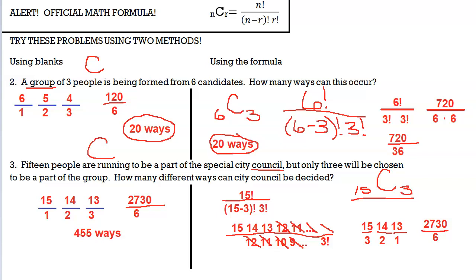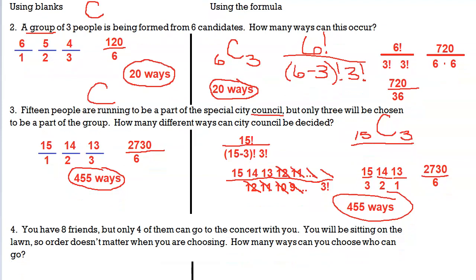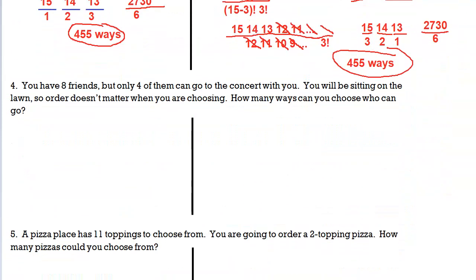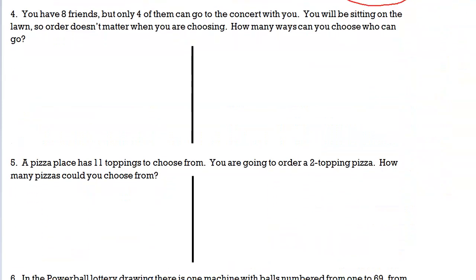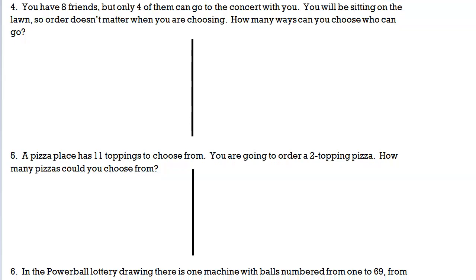So anyway, no matter how you do it, you're still going to get 455 ways of choosing the special city council. Okay. All right, let's move on here. We're going to do a few more together. I'm actually going to leave you number 5 as one of the ones that you have to do on your own. But 4 is good, so let's start with number 4.